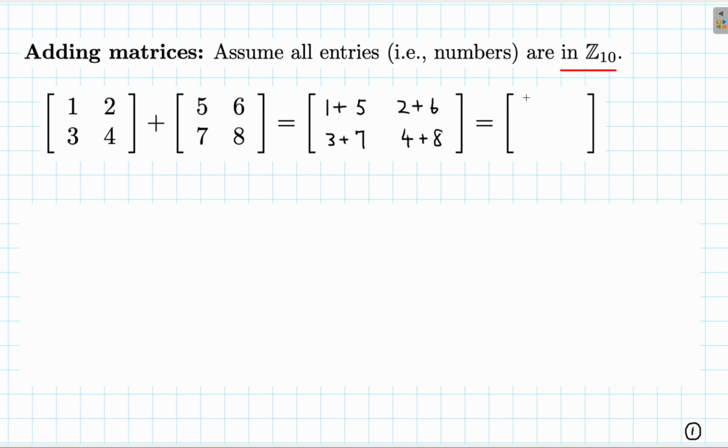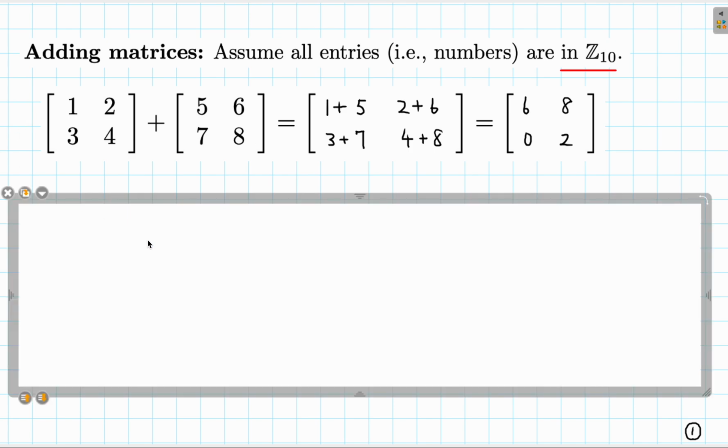1 plus 5, 6. 2 plus 6, 8. 3 plus 7 is 10, but we're in Z10, so that becomes 0. And 4 plus 8, 12, mod 10 is 2. So there's our sum, 6802.